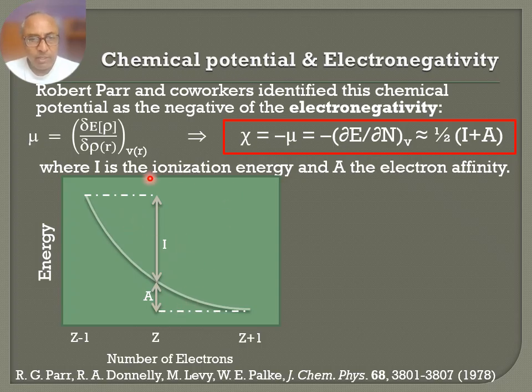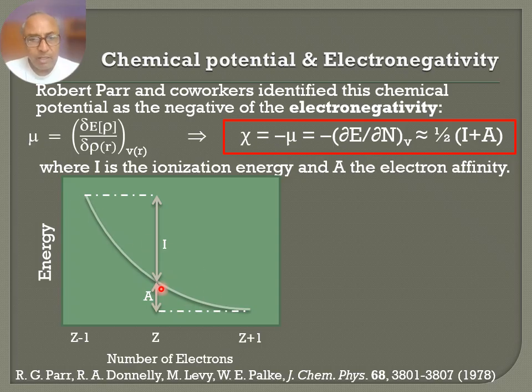So, if we can pretend that the energy of an atom or molecule varies continuously with the number of electrons, then this is the neutral atom or molecule, and this is the energy of the neutral. This is the anion with Z plus 1 electrons and the energy of the anion. This is the cation with Z minus 1 electrons, and that is the energy of the cation.